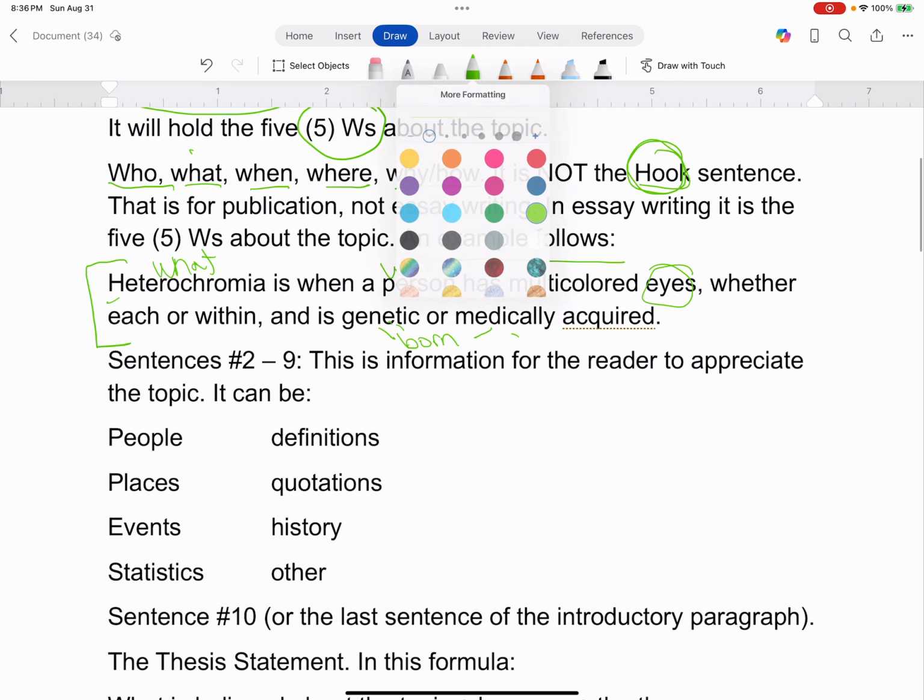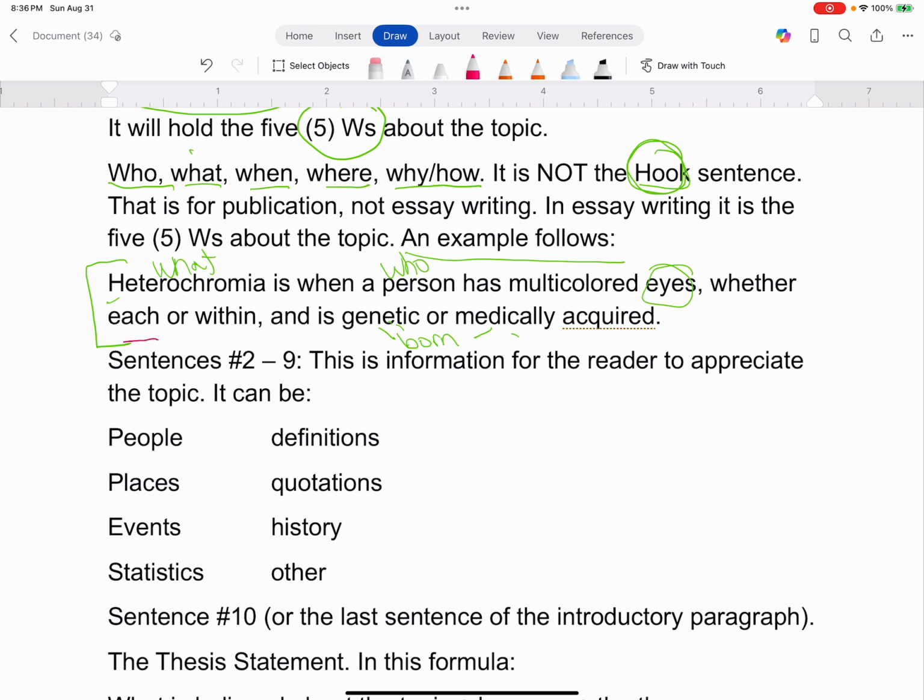Now, sentences 2 through 9 can contain the information needed for the reader to understand the topic. Your professor is going to understand the topic, but he wants to see if you understand the topic. And so it can contain people associated with it. Who has heterochromia? 6 out of 10,000 people, I think I read. Places: it can be in one eye, in both eyes, whatever. Events: certain events associated with this. Events or people can also be famous people with heterochromia, and you can have that.